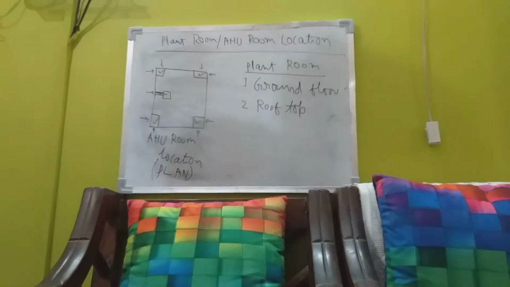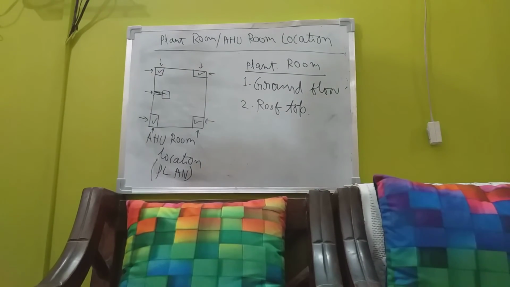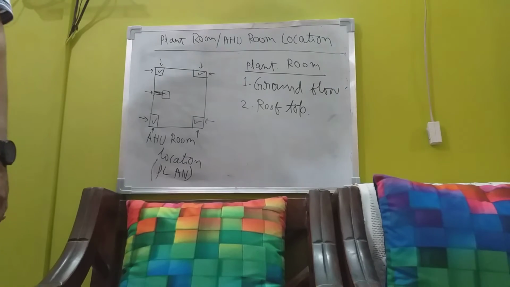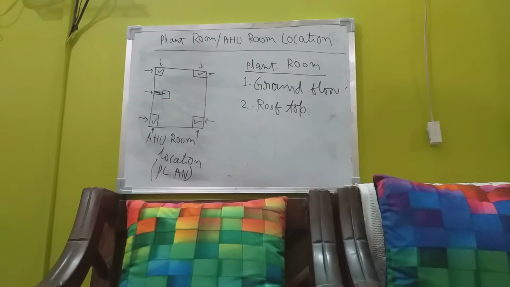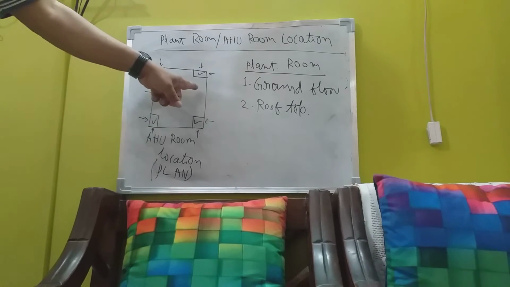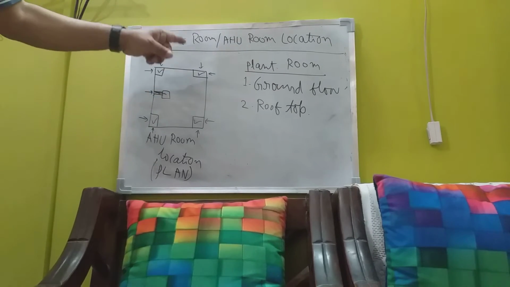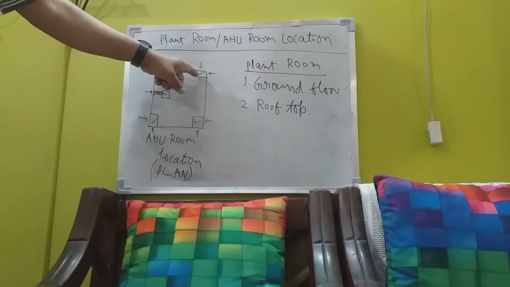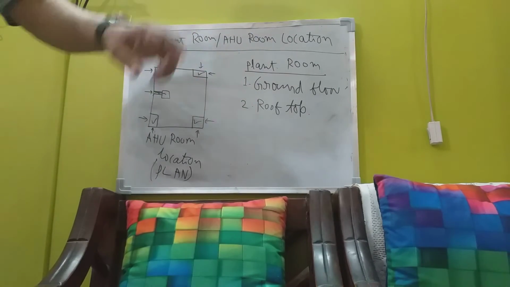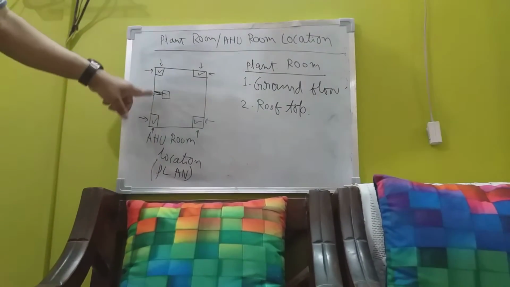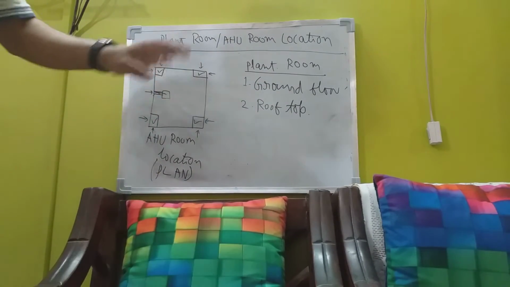Because an AHU room cannot be made by an architect. An architect does not know how to design an AHU room. He is not a mechanical engineer. Only a mechanical engineer can know the heat load, that is the CFM and tonnage of a building, and depending on that he will fix the size of the AHU, and depending on that the AHU room will be fixed. So these are different dimensions of the AHU rooms being shown here.